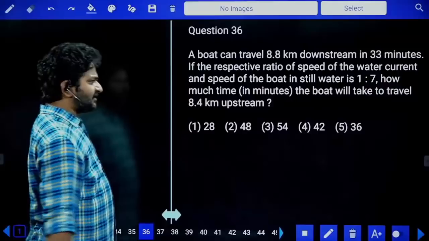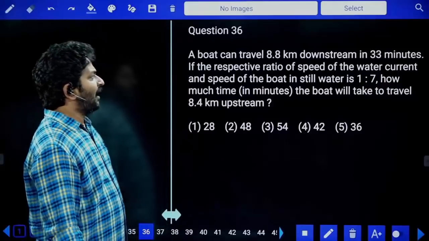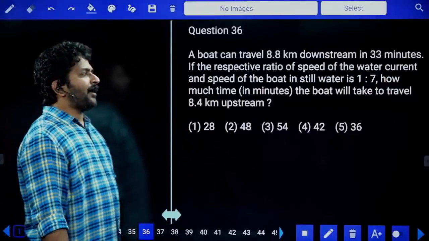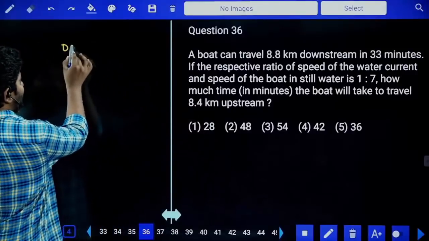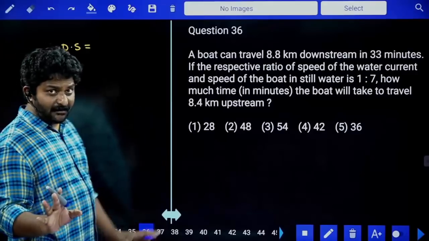A boat can travel 8.8 kilometers downstream in 33 minutes. So I would like to calculate the downstream speed without using a formula.